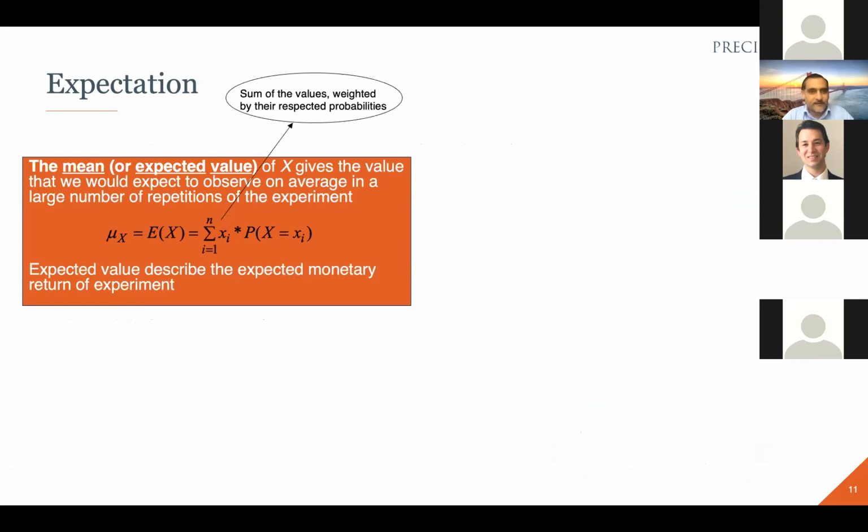Another mathematical concept that we use very often is expected value. It is a very simple formula, which describes the expected monetary return of an experiment. The Xi's are the possibilities, and the probabilities are given by capital P. Then you take the product of each possibility with its corresponding probability, and sum it over all the possibilities. That is the expected value.